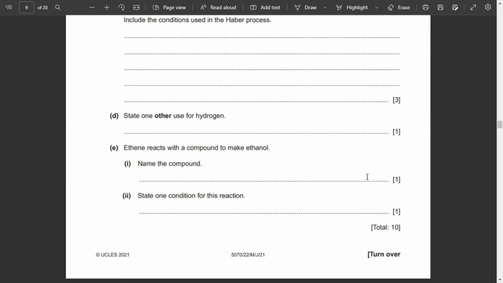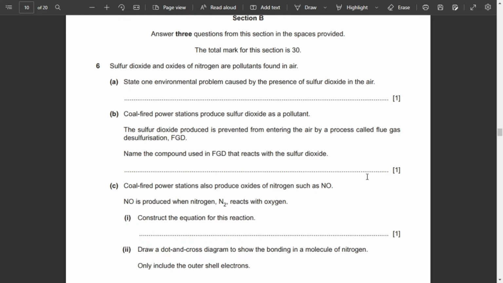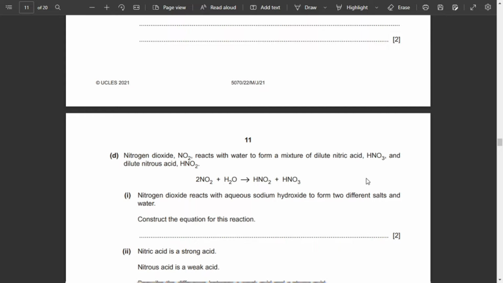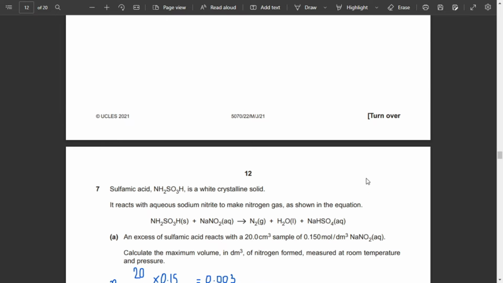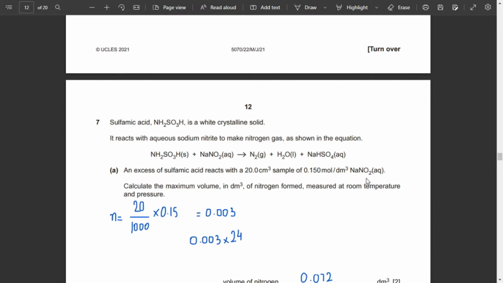So without any further ado, let's start from question number 7. Question number 7 says sulfamic acid NH2SO3H is white crystalline solid. It reacts with aqueous sodium nitrite to make nitrogen gas as shown in the equation. NH2SO3H + NaNO2 gives N2, this is the whole equation given to us, alright.